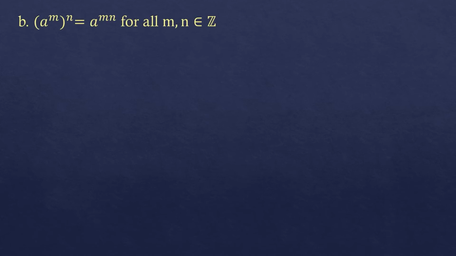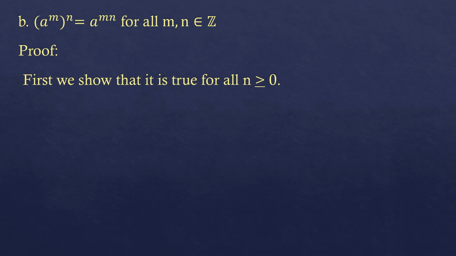Now for letter B, where a to the power of m to the power of n is equal to a to the power of mn for all m, n element of the set of integers. So we're going to prove this, so let's have the proof. So first we show that it is true for all n greater than or equal to 0. But again, of course, we are going to show as well the n less than 0 because it must be for all n. So if n is equal to 0, then it is true.